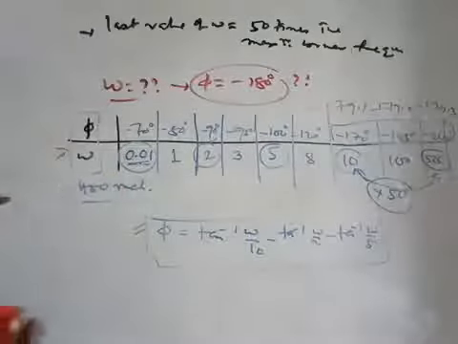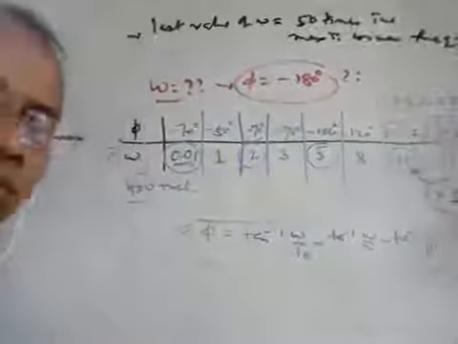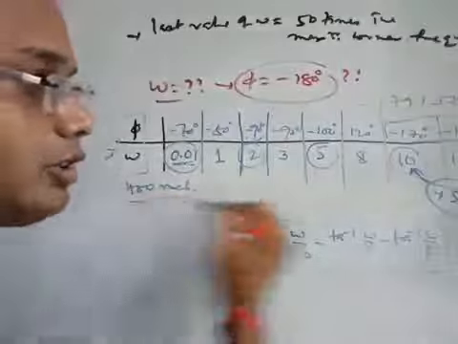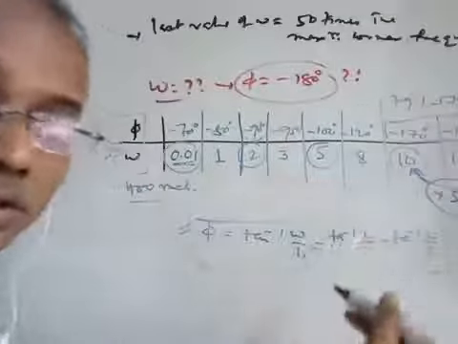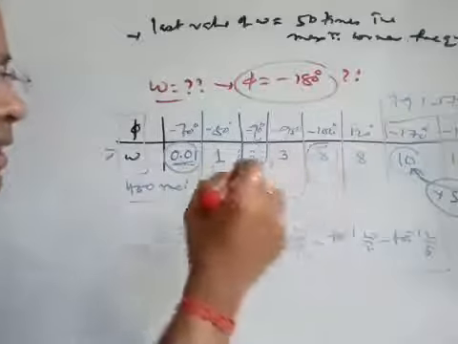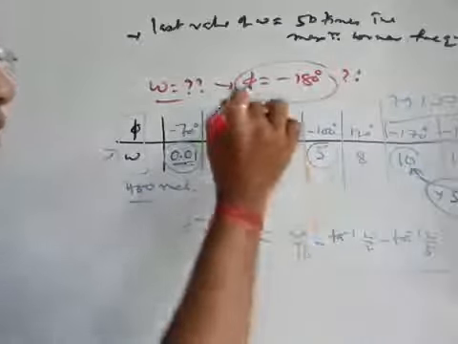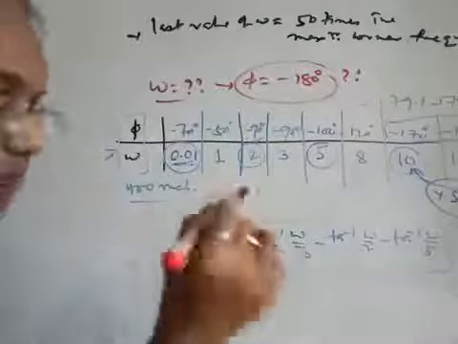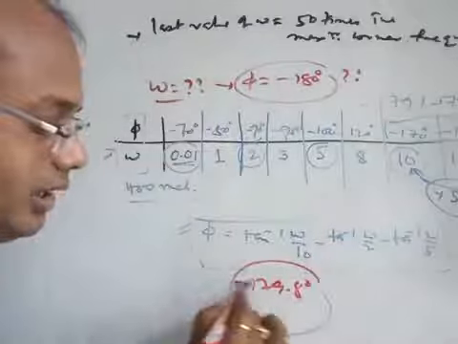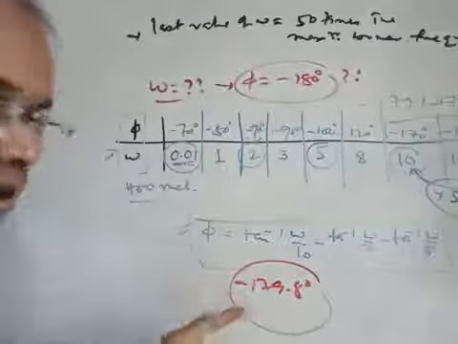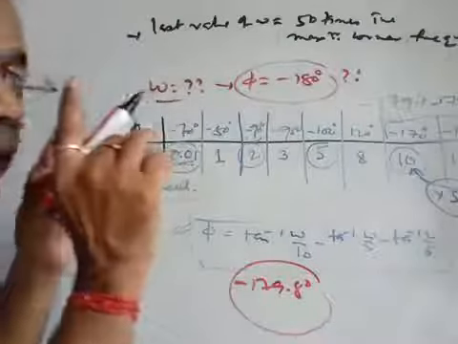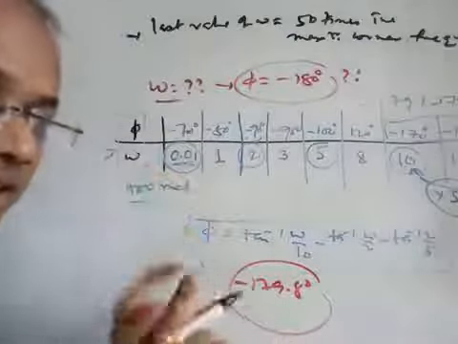So there may be some problems where you keep increasing the value of omega from 0.01 to 500, 5000 also. You may take any larger value, but there will be no chance to get phi equal to minus 180 degree. Maybe the last value is minus 179.8 degree. That means the graph is not actually touching the minus 180 degree line. So the minus 180 degree line in the phase graph is very important.